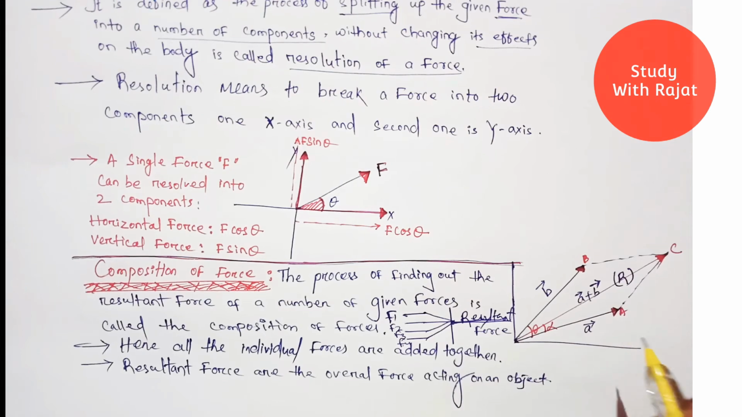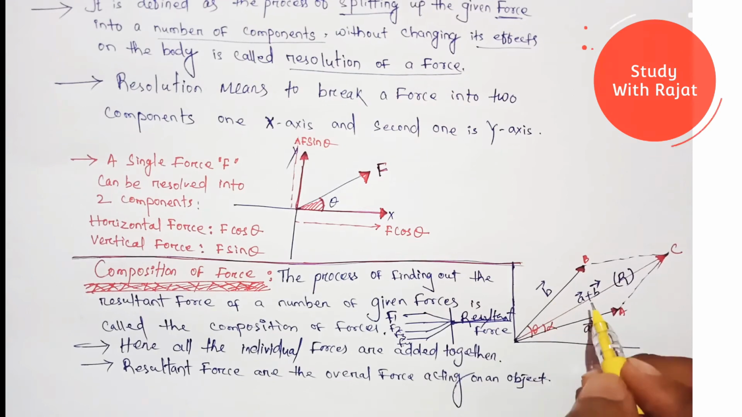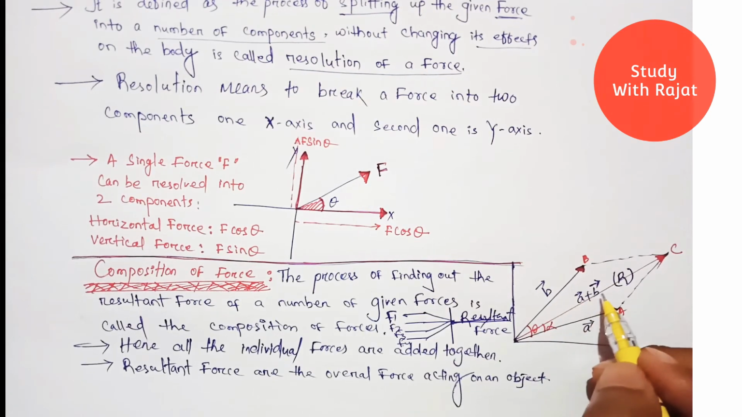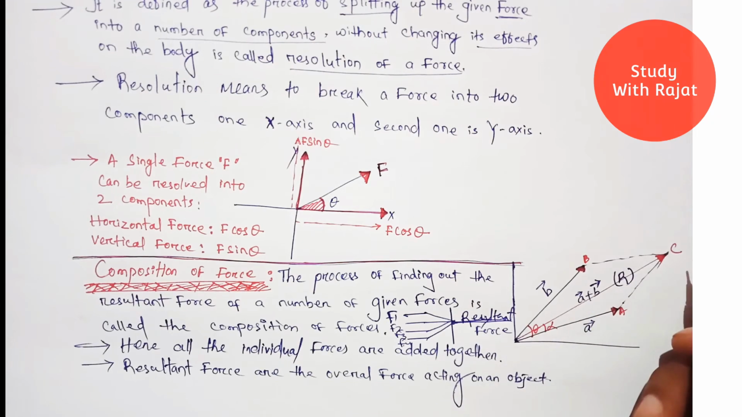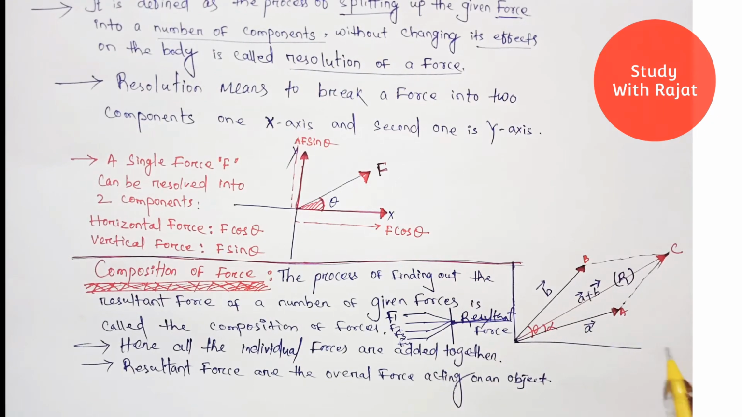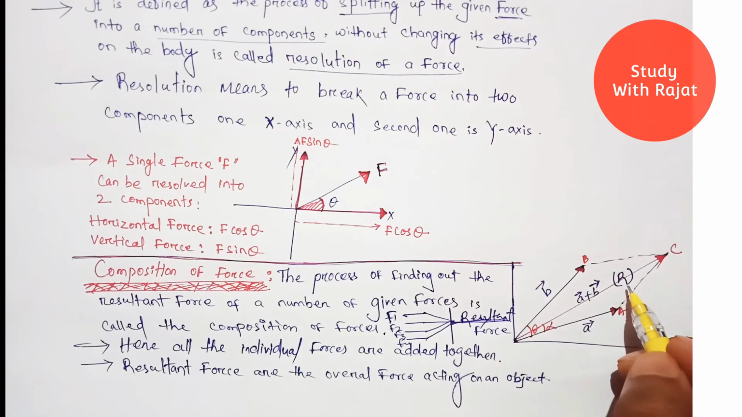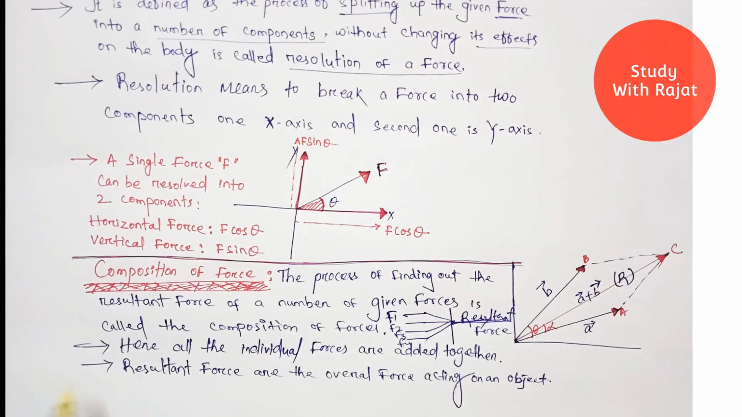So we have to sum the two forces, force A and force B, combined, meaning force A plus force B, which is known as the resultant force. Different forces meet at a single point, or we combine the different forces into a single force, which is known as the resultant force. Here all the individual forces, F1, F2, F3 or A, B, are added together. This resultant force is the overall force acting on an object.